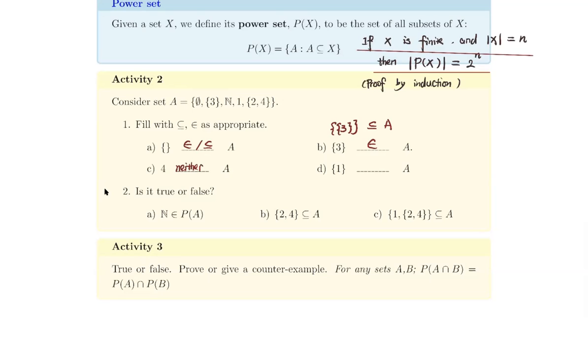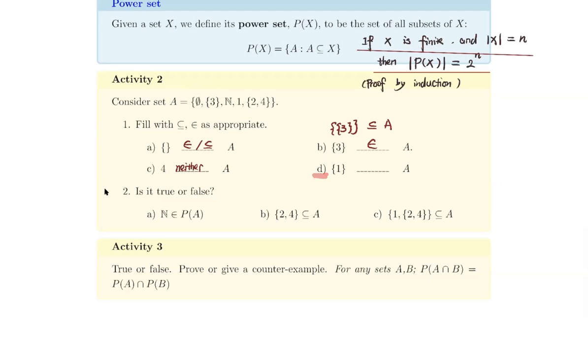Okay? Well, 4 is not an element. You see, the elements of A are the empty set, the set of 3, the natural number, 1, and the set of 2, 4. So 4 is not an element of A. It's also not a subset of A because there is no set that has 4 as an element. So it's neither. It's not a subset, it's not an element.